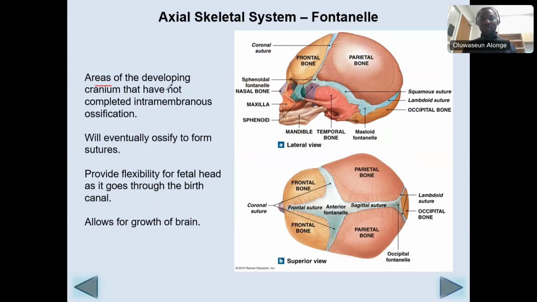All right. So there are areas of the developing cranium that have not been completely ossified, and they will eventually ossify to form what we call sutures that we described earlier: the coronal suture, the lambdoid suture, the squamous suture, and the sagittal suture will later form at those locations. Now, they provide flexibility for the fetal head as it goes through the birth canal, and they also allow your brain to grow. So the brain has not been fully grown at the time that a fetus is born. The fontanelle allows that to happen as the baby grows.